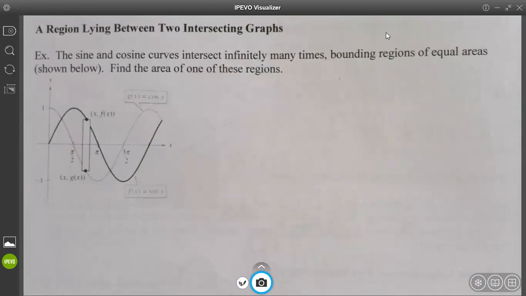All right. A region between two intersecting graphs, the same thing. The sine and cosine curves intersect infinitely many times, bounding regions of equal areas shown below. Find the area of one of these regions. So which one are we going to use for f of x and which one are we going to use for g of x?